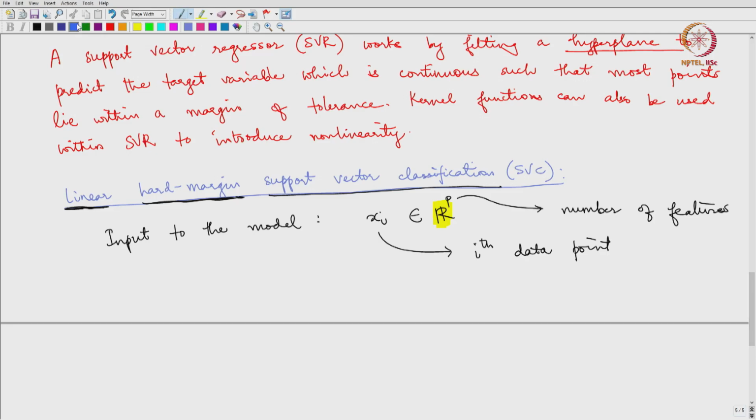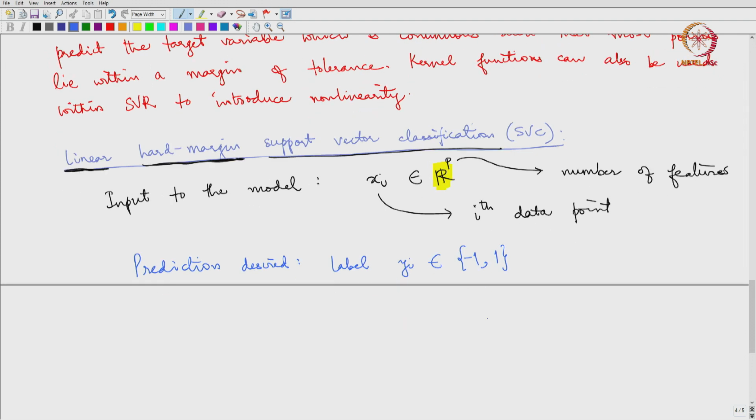Okay. So, this is what is happening, and what is the prediction that we want to make? The prediction desired is essentially the label yi that can either be -1 or +1. If it is -1, that means the point is of class 1, and if it is +1, that means the point is from class 2, the second class.